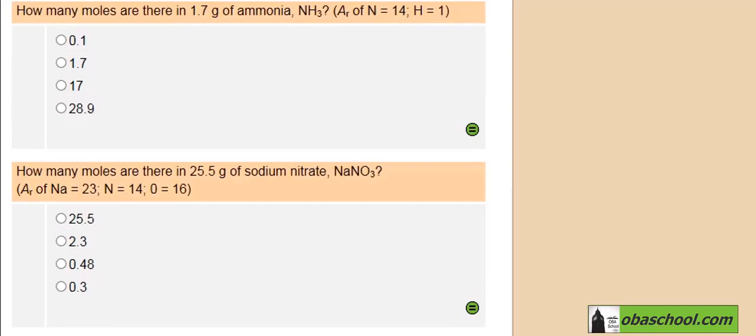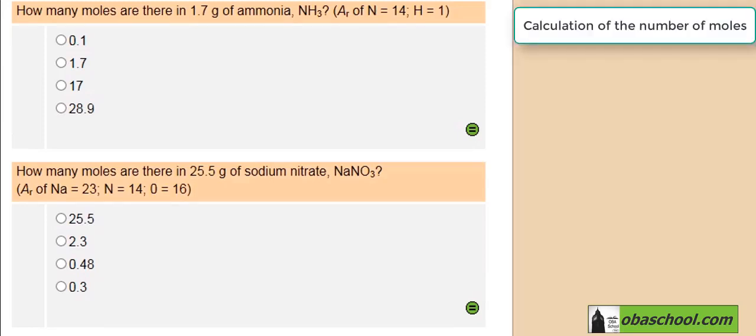In this presentation, we are going to find the number of moles of two compounds. I'm going to ask you the question, and then you are going to take a couple of minutes to solve the question on your own, and we are going to explain the solution and find the correct answer together.